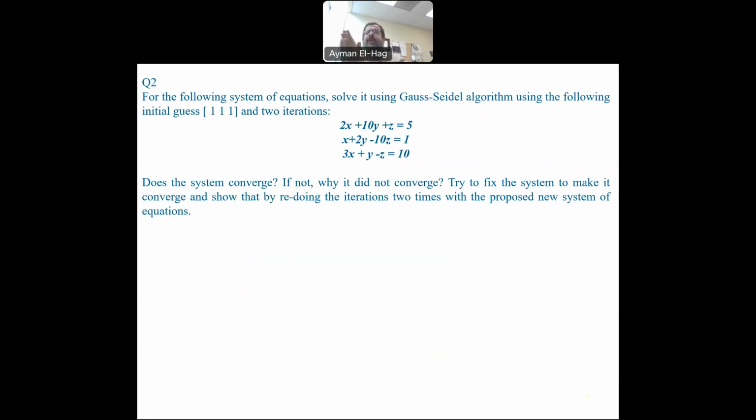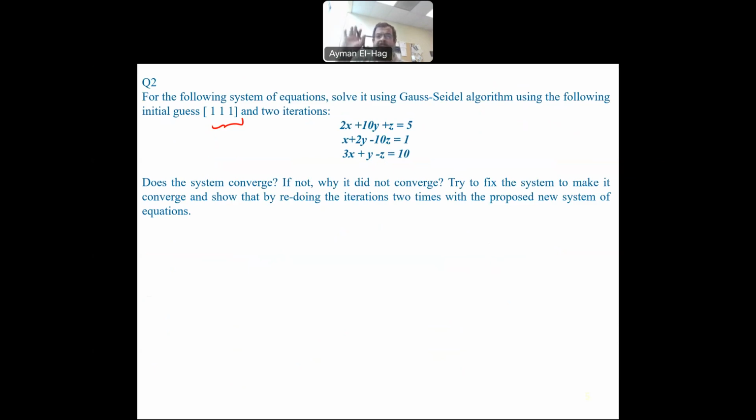Let's go for the second question, which is about using the Gauss-Seidel method for iteration. So we have here this system of equations. It's a 3 by 3 system. And basically, we want to calculate the values of x, y, and z after two iterations. We are given the initial conditions here, and we want to see whether the system converges or doesn't converge, and if it doesn't converge, how we can make it converge.